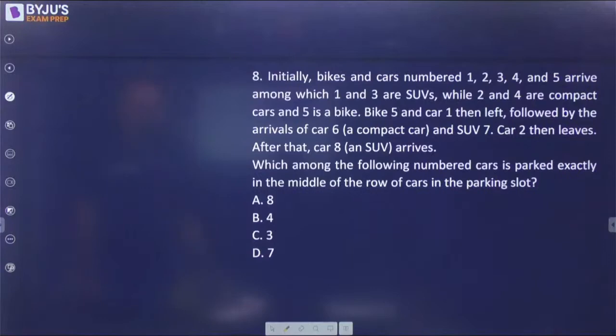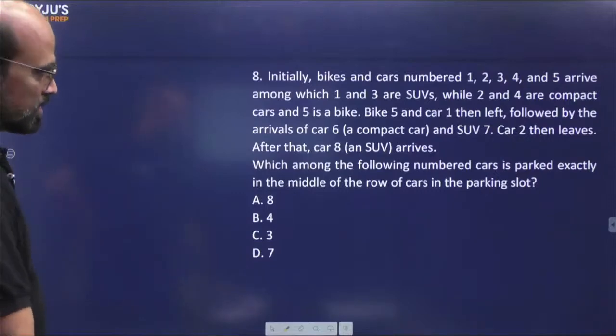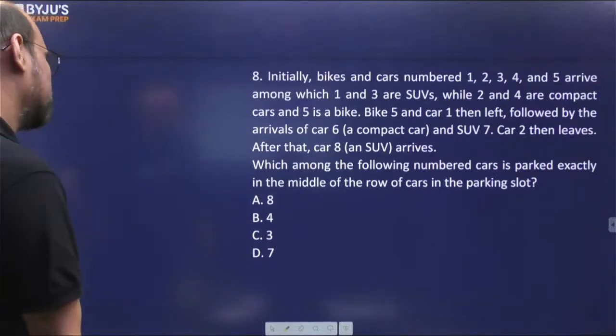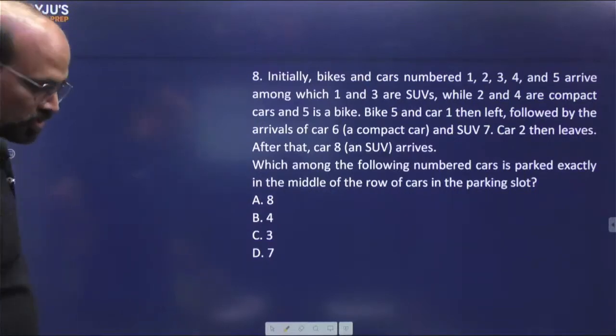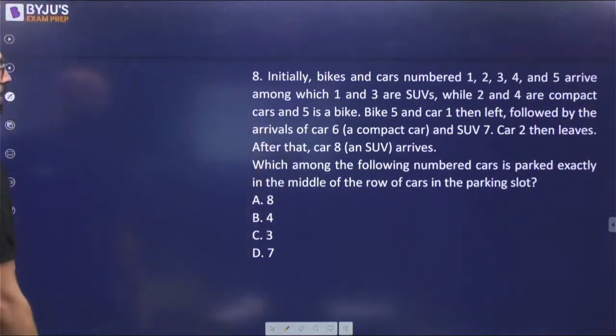Initially, bikes and cars numbered 1 to 5 arrive, among which 1 and 3 are SUVs, while 2 and 4 are compact cars, and 5 is a bike. Bike 5 and car 1 then left, followed by the arrivals of car 6, a compact car, and SUV 7. Car 2 then leaves. After that, car 8 arrives. Which among the following number cars is parked exactly in the middle of the row of cars or parking slot? So again, we'll have to start from the beginning.